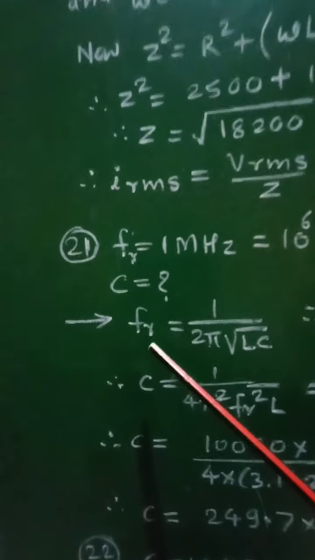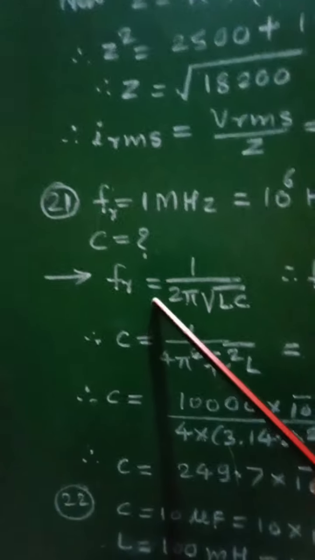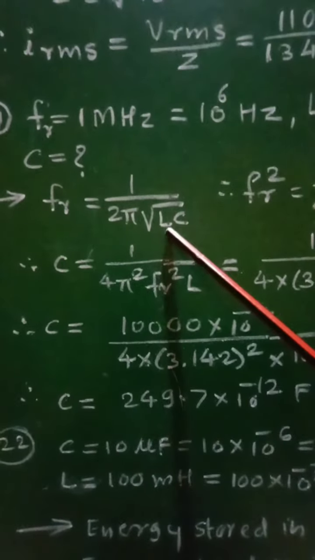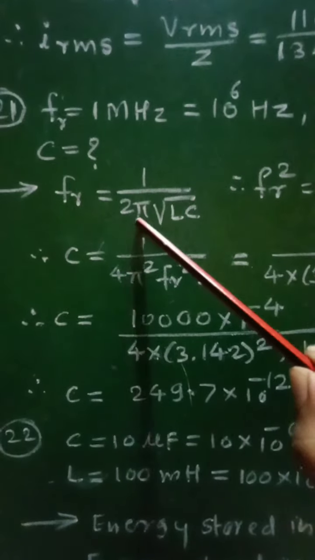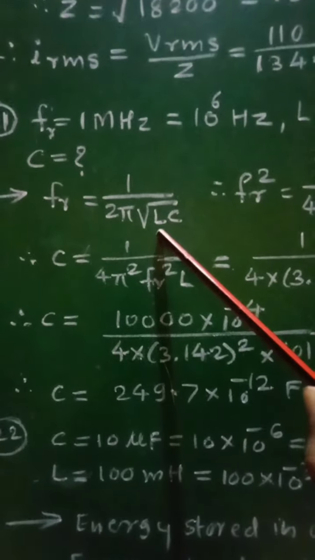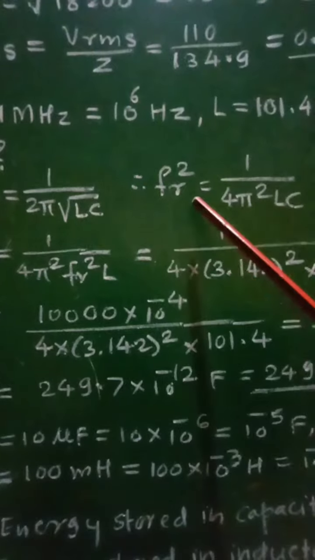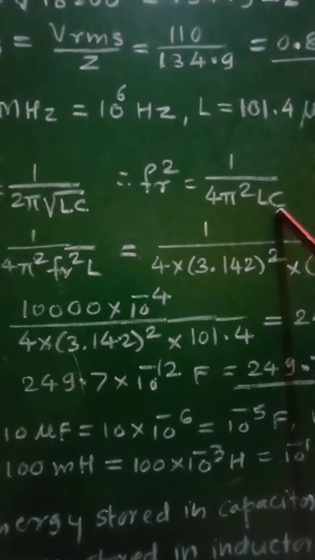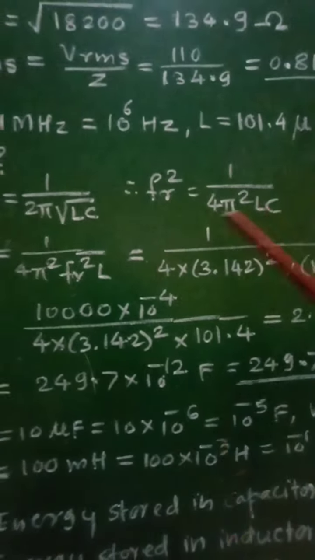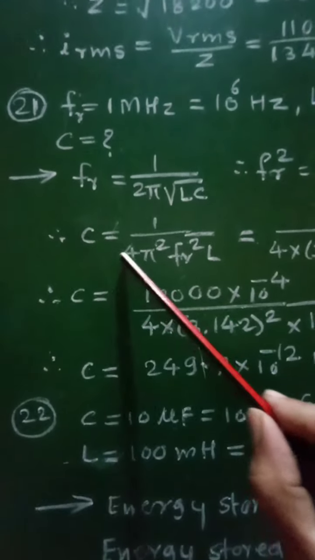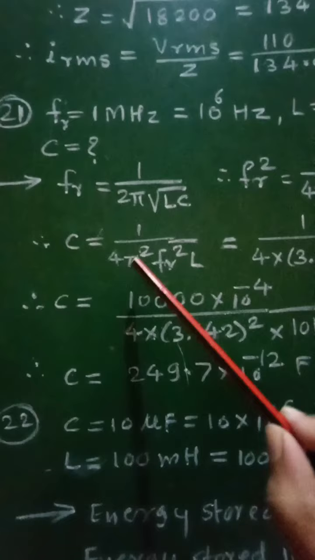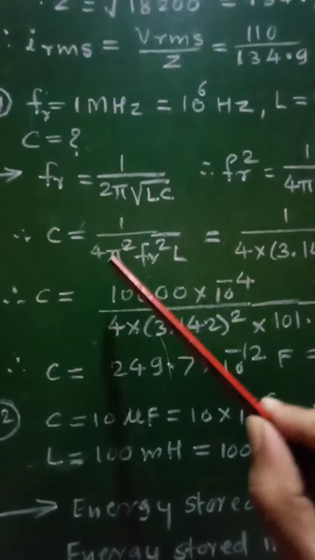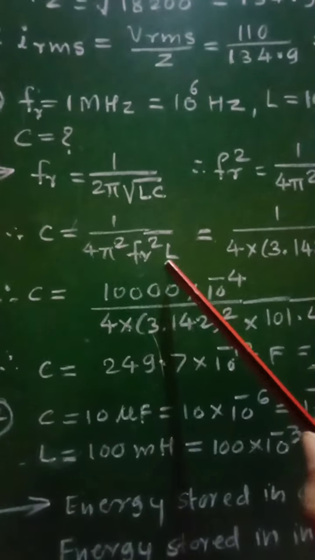Now the resonant frequency Fr will be given as Fr is equal to 1 upon 2 pi root LC. Taking square, we will get Fr square equal to 1 upon 4 pi square LC. And therefore from this C will be written as C is equal to 1 upon 4 pi square Fr square L.